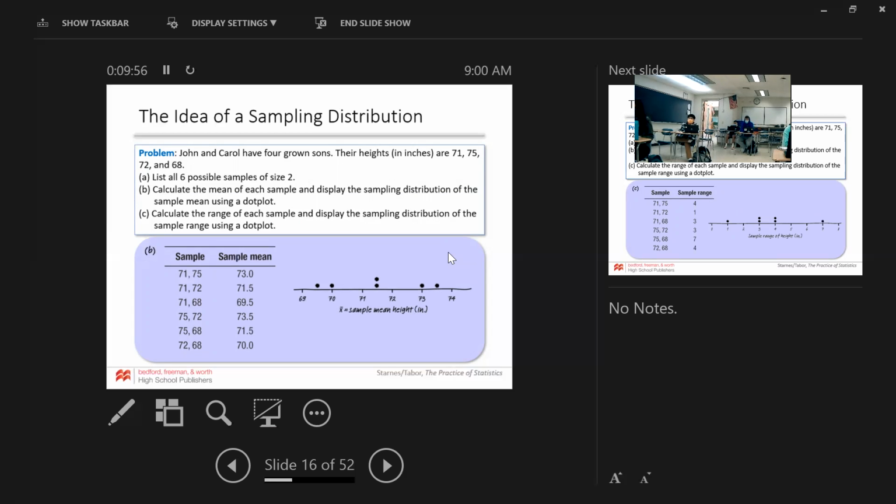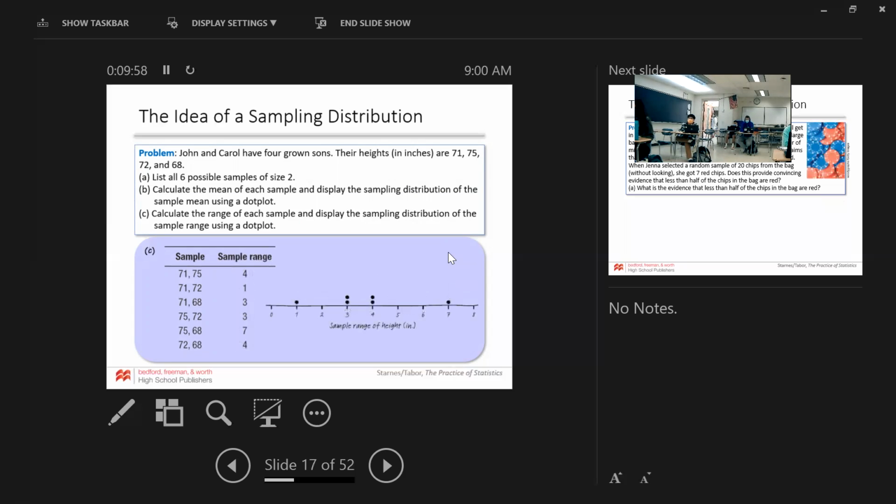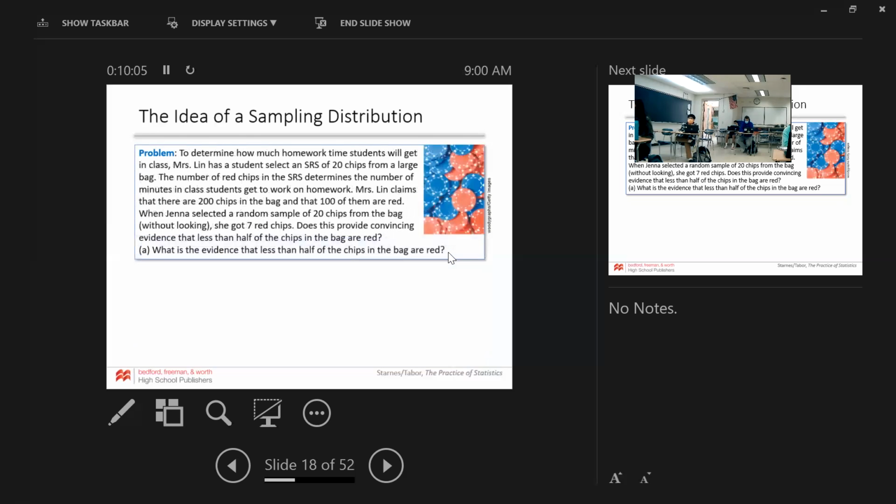When they talk about the range, that's how far apart those are. So let's go to this one.